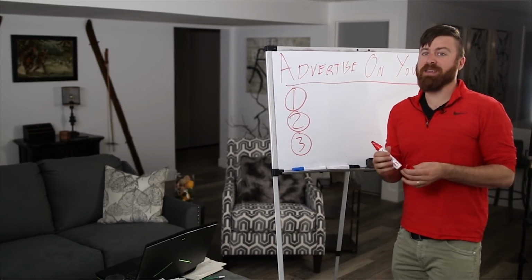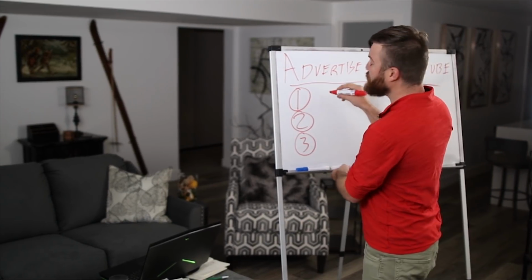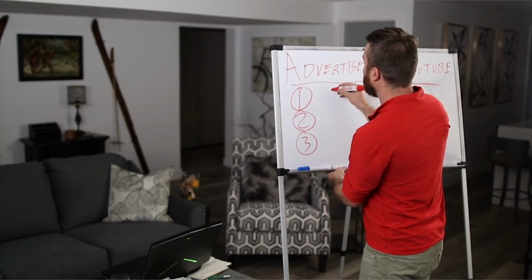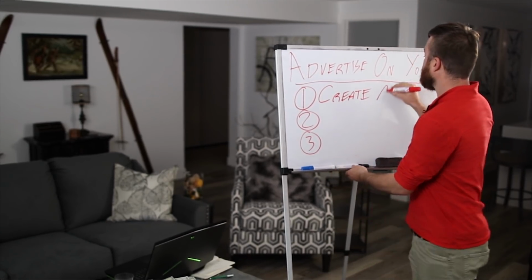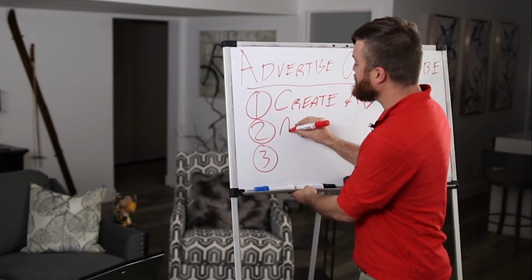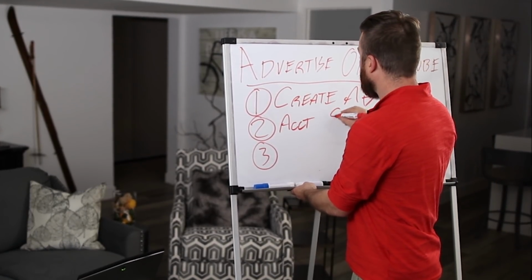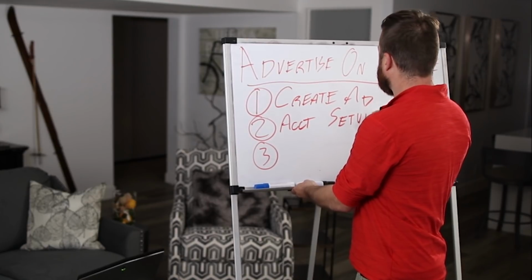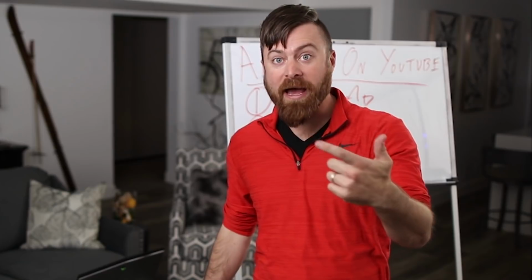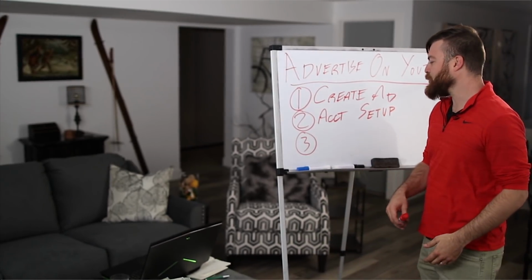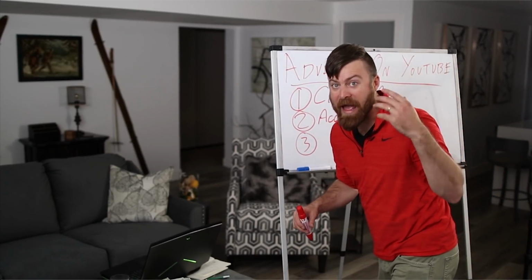So the first thing you need to do is create the ad, obviously. And I'm going to show you how to create the ad. Second thing you need to do is set up your accounts. And setting up your accounts means you have to have a YouTube channel and you have to have a Google Ads account to advertise, right? Duh. So step number 3 is we're going to set up our ad.